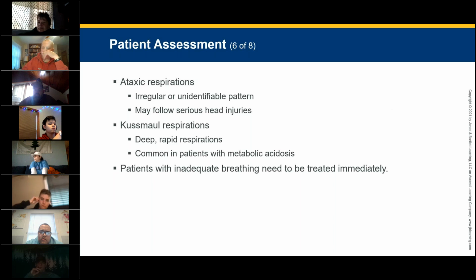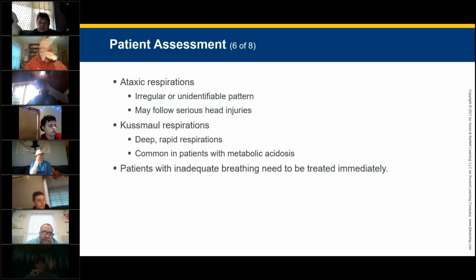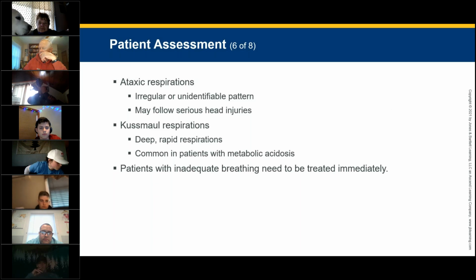Ataxic respirations have an irregular or unidentifiable pattern and may follow a serious head injury. Patients experiencing metabolic or toxic disorder may display other abnormal respiratory patterns, such as Kussmaul respirations. Kussmaul respirations are deep, rapid respirations commonly seen in patients with metabolic acidosis. Patients with inadequate breathing need to be treated immediately.